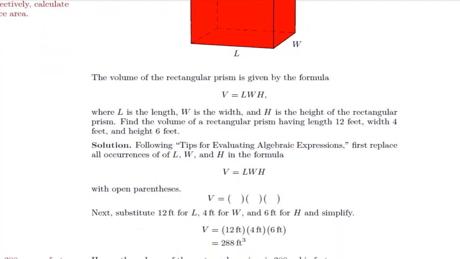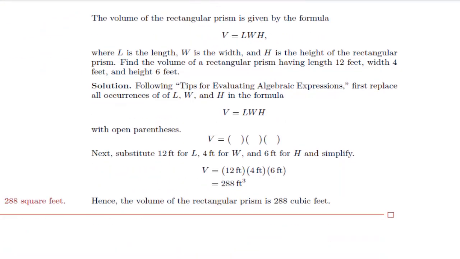Solution. Following tips for evaluating algebraic expressions. First, replace all occurrences of L, W, and H in the formula, V equals L times W times H, with open parentheses. Next, substitute 12 feet for L, 4 feet for W, and 6 feet for H, and simplify. So we get V, or volume, equals 12 feet times 4 feet times 6 feet, which is 288 feet cubed, since feet times feet times feet is feet cubed. Hence, the volume of the rectangular prism is 288 cubic feet.